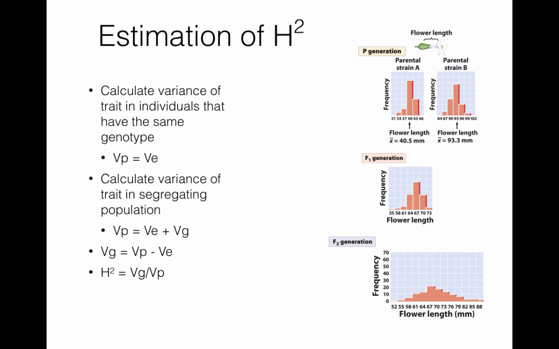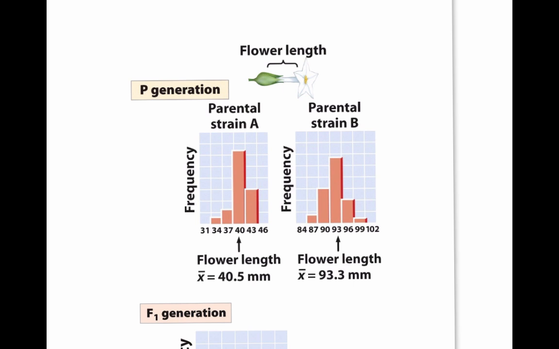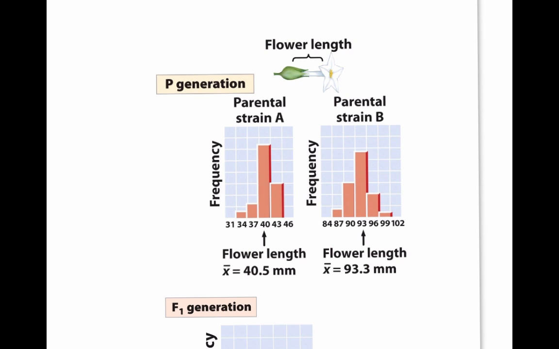So how do we estimate broad sense heritability? The total heritability, or the broad sense heritability, can be calculated by looking at the variance that we have in populations that have individuals of identical genotype. Let's look at this graph. This is the graph of the distribution of corolla length for parental strain A and for parental strain B.